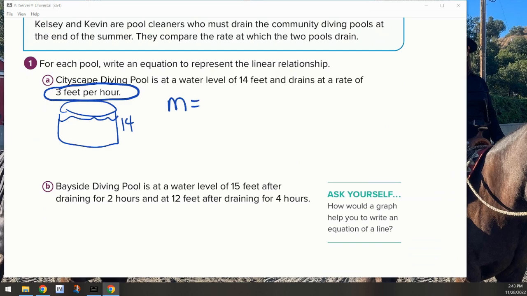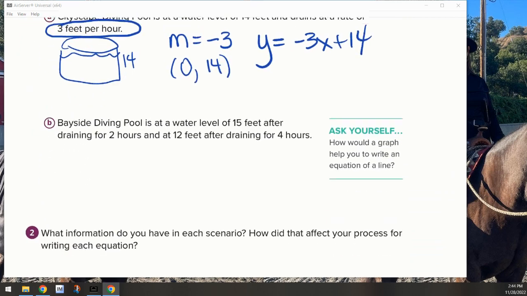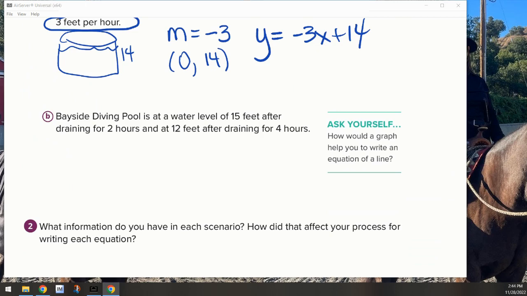So my slope, remember we're draining, so it's going to be -3. And where we're starting off at 0 time is at 14 feet. So I write an equation, -3x plus 14. Okay, this next one, Bayside is at a water level of 15 feet after draining for 2 hours. So that means at 2 hours, it's at 15 feet. And at 12 feet after 4 hours.